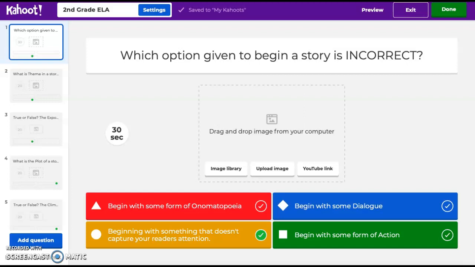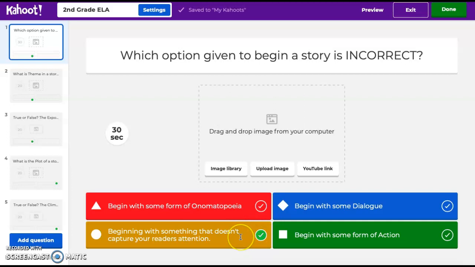So, I'm going to begin by showing you some questions I have come up with for my Kahoot game. The first question I have here asks which option given to begin a story is incorrect. If you look at all the choices, you can begin a story with onomatopoeia, with dialogue, and with some form of action. So all these three are correct, and we are looking for the answer that is incorrect. The incorrect one is the one with the green check.